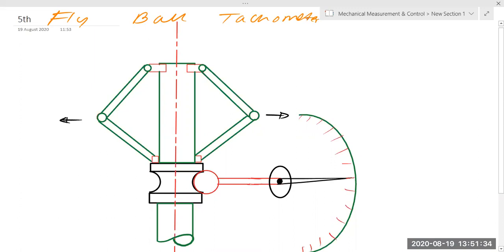Now, what is there in the flyball tachometer? If you try to understand this, I'll list down all the components for you. This is my shaft, or you can say rotating shaft. Next, if you can see, these are arms.